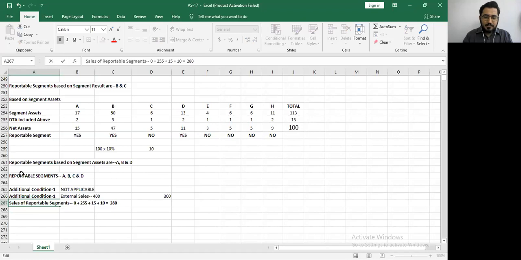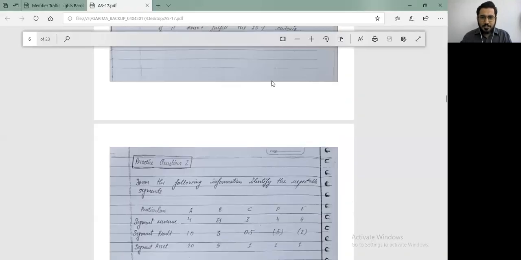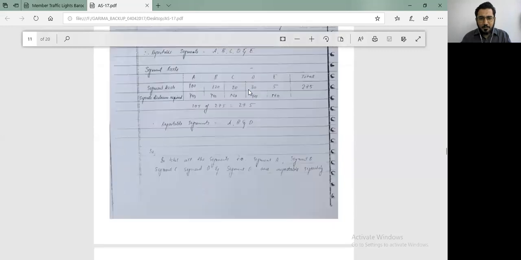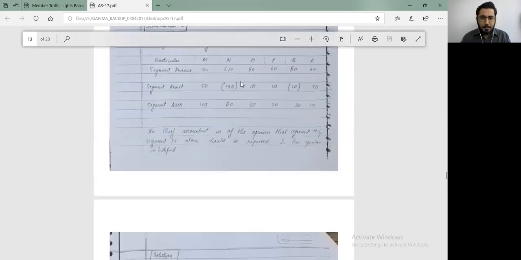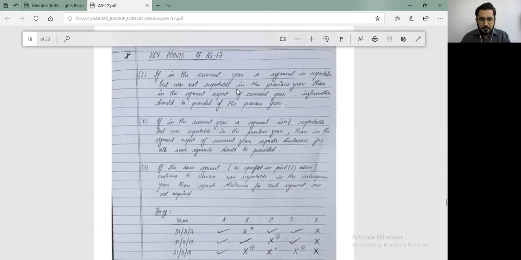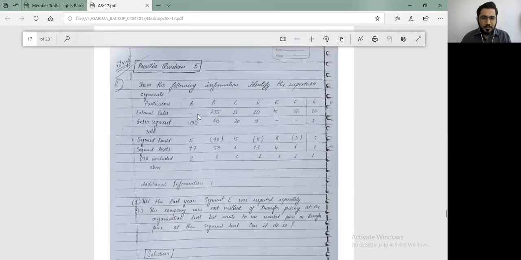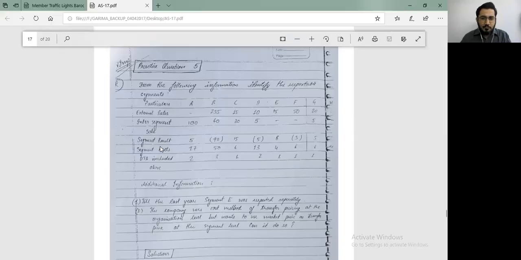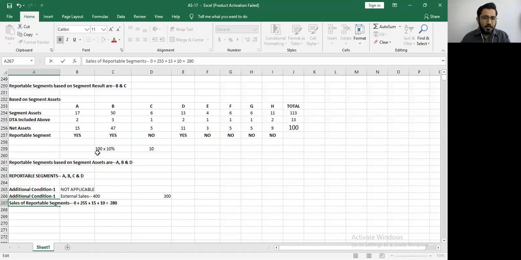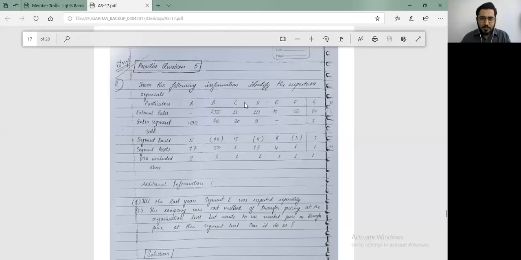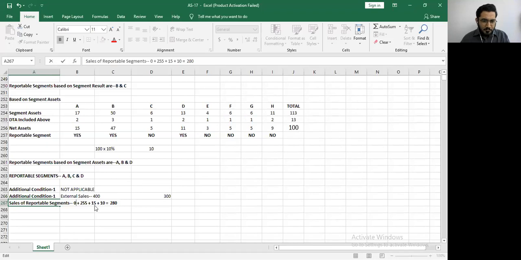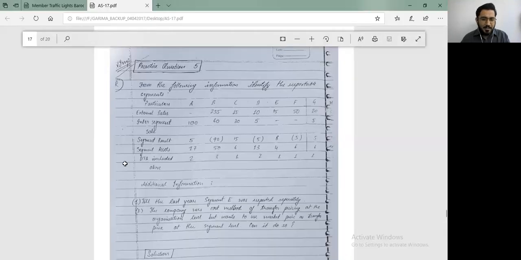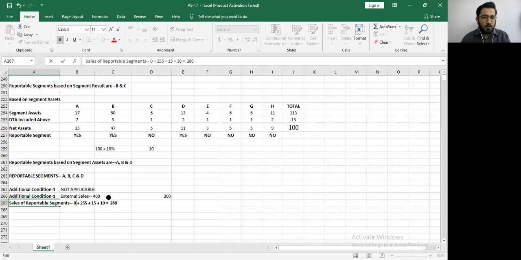Okay, let's check this. If you look at the question, let's cross check from here. That will be a bit easier for you. Okay, this is your question. Look at the external sales. For A is nil, so I'm writing over here for A is nil. For B is 255, you have over here B is 255. For C you have 15, here you have 15, and for D you have 10, over here also you have 10. So the total of these three, 255 plus 15 plus 10 comes to 280, right? So I'm writing over here 280.